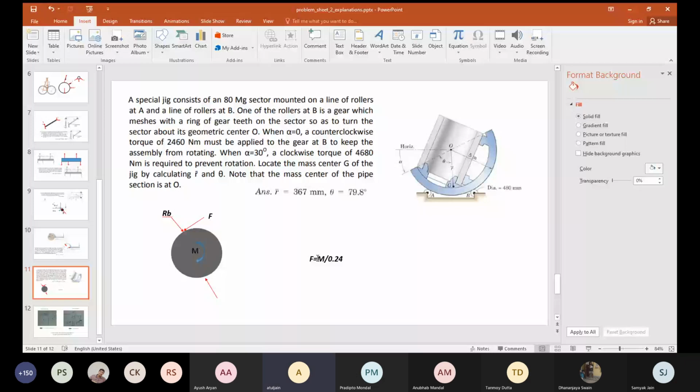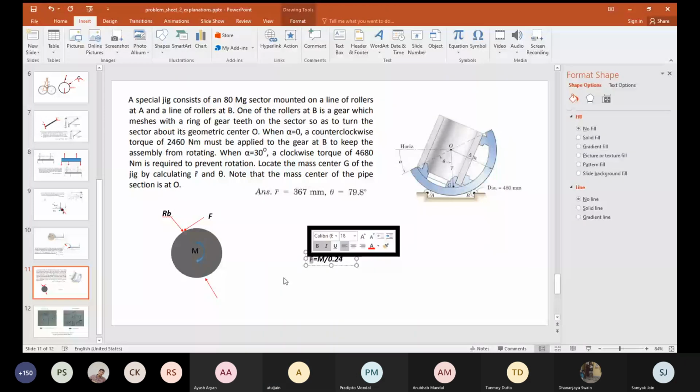What is the value of F so that my jig is in a state of equilibrium? If no torque is applied at the gear, the entire thing is going to rotate such that the center of gravity G passes through the centroid. Because of the weight at G, there is a tendency of the entire structure to rotate. The job of the gear is to prevent that rotation. When alpha is 0, the gear has to apply a counterclockwise torque of 2460 Newton meter. Otherwise, the structure is going to rotate.